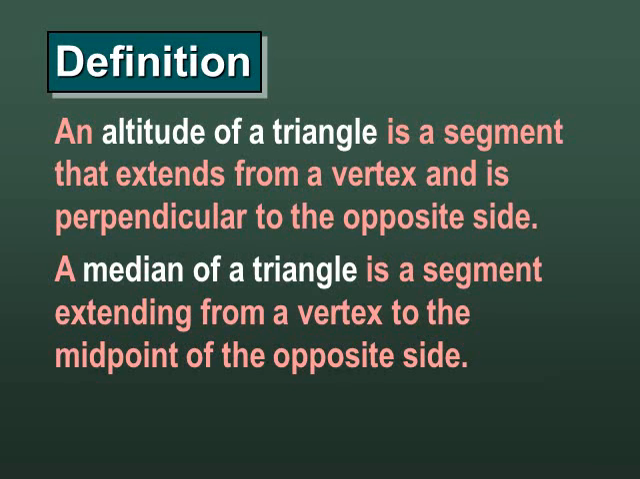And then the median is a segment extending from the vertex to the midpoint of the opposite side. So the midpoint would be the bisector, but you're moving from the vertex to that midpoint, so it's not going to be perpendicular. Alright, so we're kind of mixing up some terms here. Let's look at a picture.